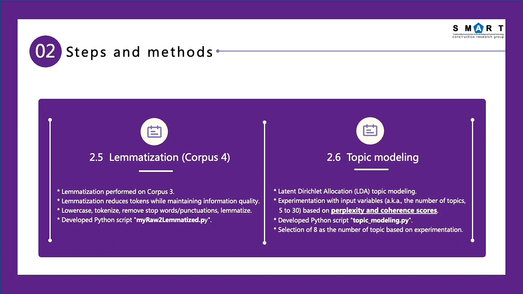We then used lemmatization on corpus 3, simplifying words while maintaining information quality. This was done via a custom Python script. Next, we applied LDA topic modeling. We experimented with varying numbers of topics based on coherence and perplexity scores. Our experiment determined 8 as the optimal number of topics.